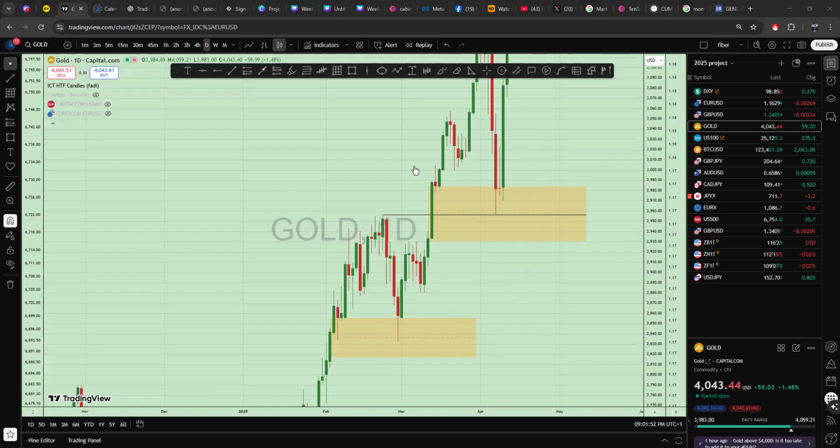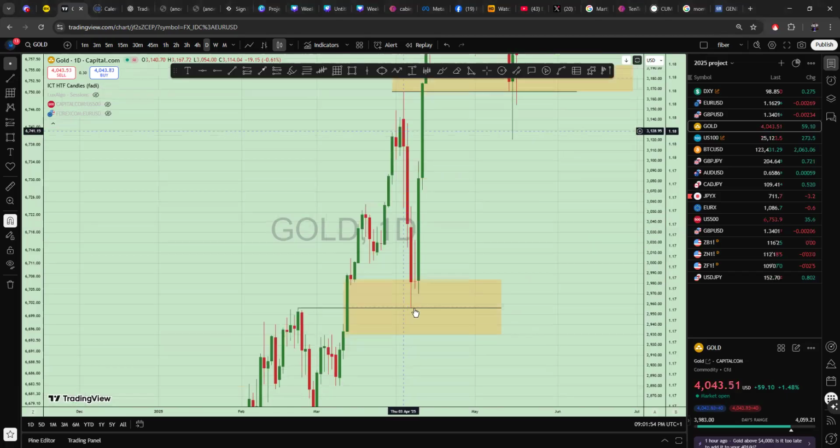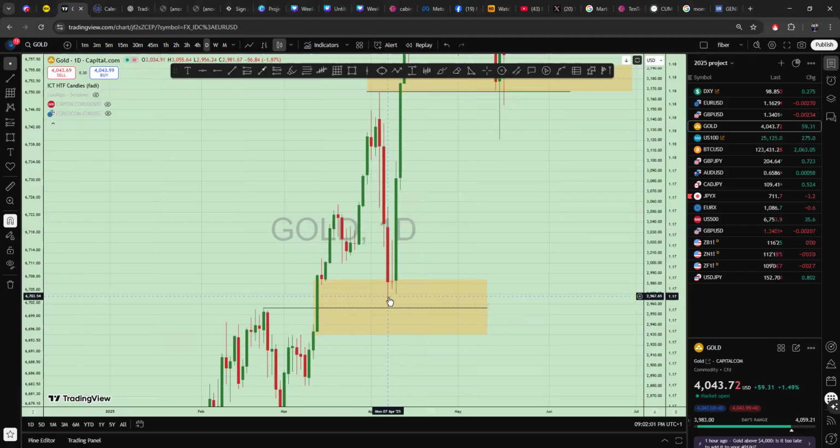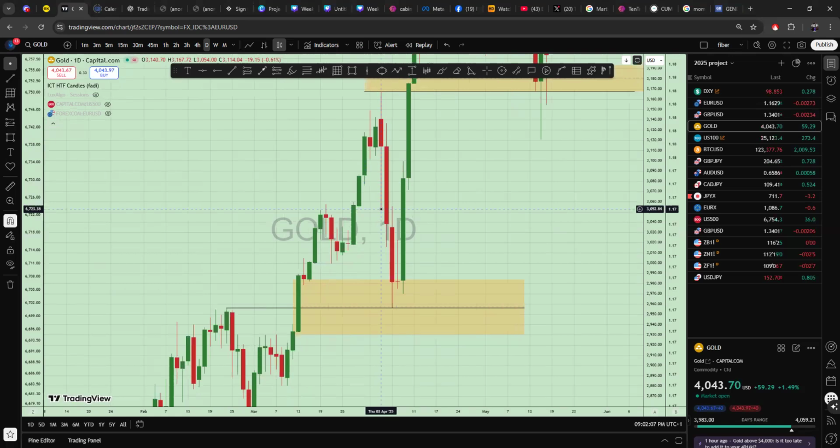All right. So when price is still up here, this is a draw on liquidity. When price comes down to it, it becomes a key level. And now at this key level, we're looking to take positions. We're looking for confirmation now to be able to buy. Why are we looking for confirmation?